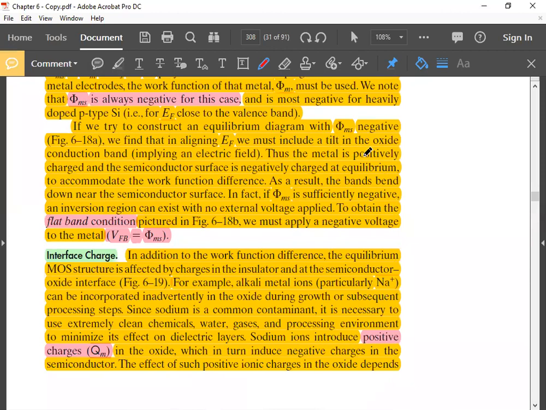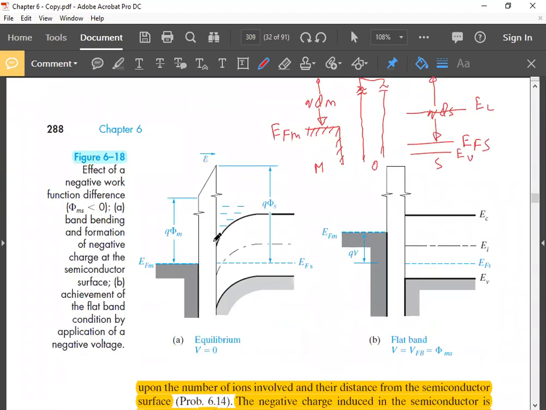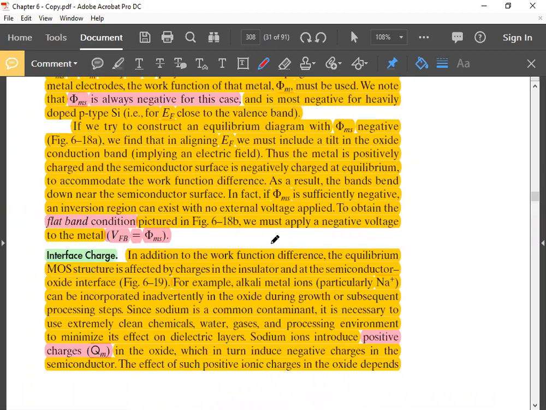Thus, the metal is positively charged and the semiconductor surface is negatively charged at equilibrium to accommodate the work function difference. So you can see, if the bands bend like this, there is actually negative charge here and positive charge here, aligning the Fermi levels.